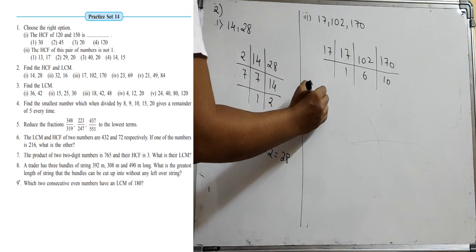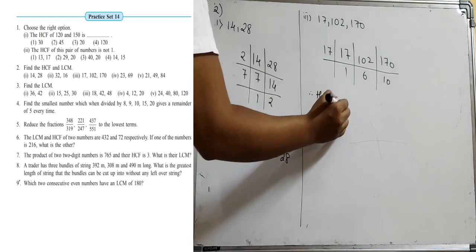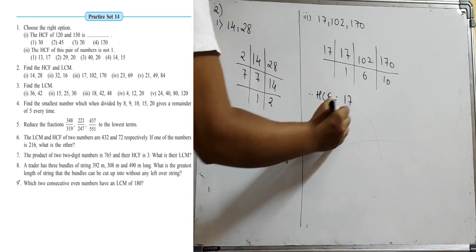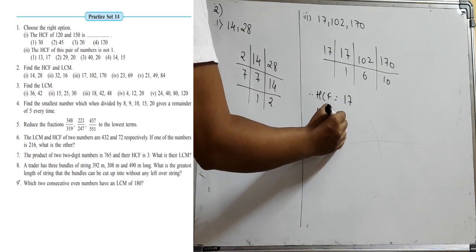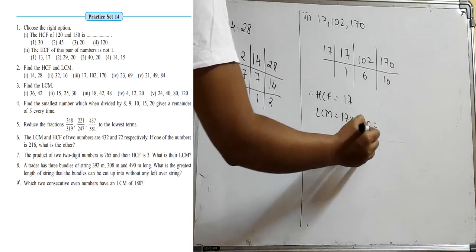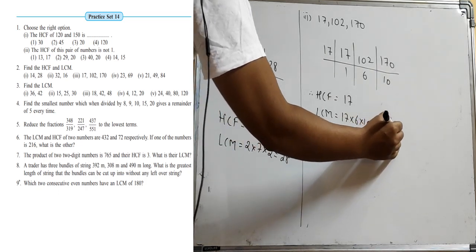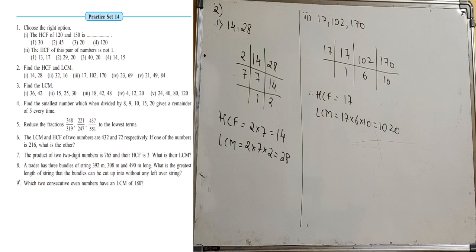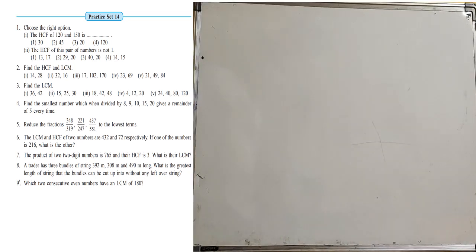Therefore HCF is 17 and LCM is 17 multiplied by 6 multiplied by 10, that is equal to 1020. Students, question number 3 is to find the LCM. I hope you will be able to find the LCM of the given numbers by yourself. Okay, now let us move on to question number 4.